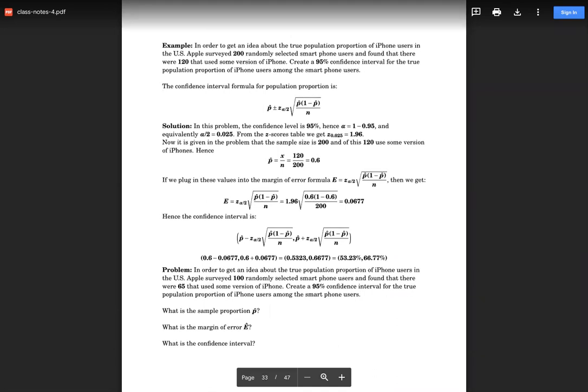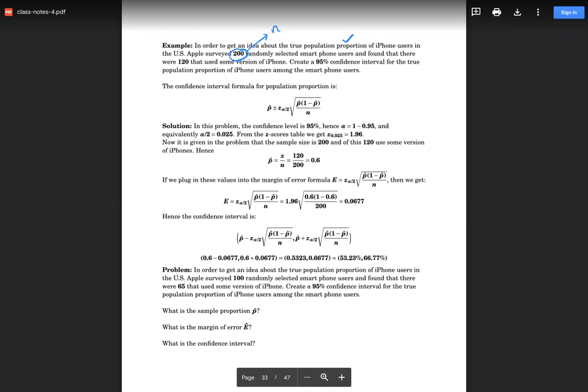So let's do an actual problem. In order to get an idea about the true population proportion, so see, I'm using these terms already. Proportion, true population proportion of iPhone users in the US. Apple surveyed how many people? 200 people. So that should be your sample size N.